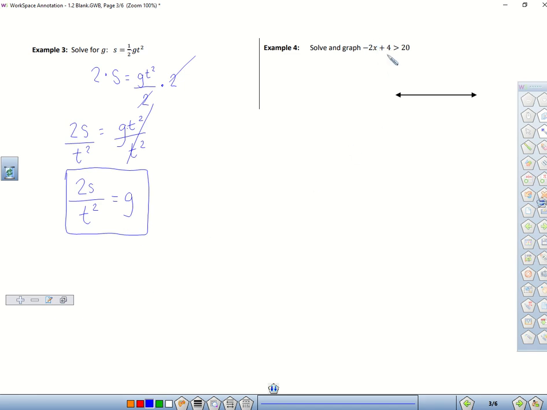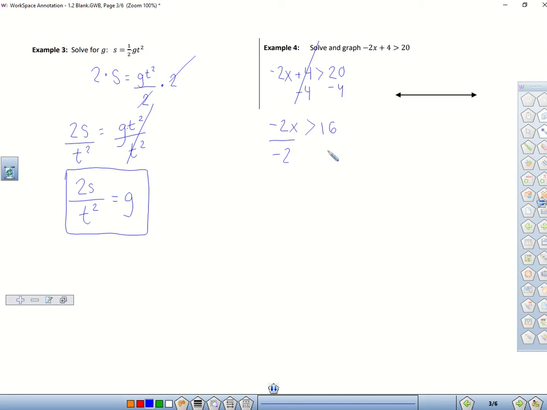So this one says solve and graph, and this is an inequality. Negative 2x plus 4 is greater than 20. So I'm going to rewrite it down here so we have room. Now the first thing I'm going to do is get rid of this positive 4 because I want to get x by itself. So I'm going to subtract 4 from both sides. That leaves me with negative 2x is greater than 16.